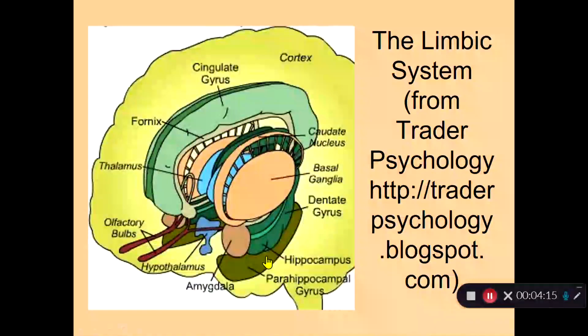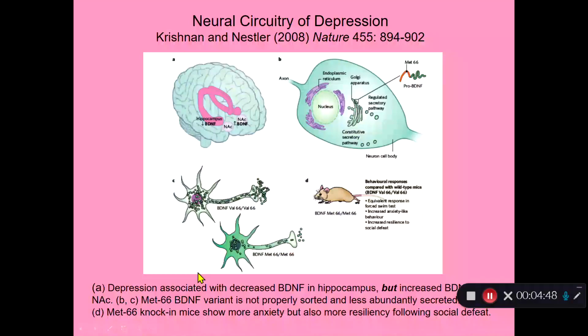The hippocampus, again, is part of the limbic system. Here's the hippocampus shown here, and its associated dentate gyrus and parahippocampal gyrus. We'll talk about these later on in the course. The hippocampus is associated often with memory, but the hippocampus and related regions, dentate gyrus and parahippocampal gyrus, are important for the processing of stress. If the hippocampus is impaired, processing of stress can be impaired, and that can lead to greater anxiety. So as we mentioned, in depression, BDNF goes down in the hippocampus.